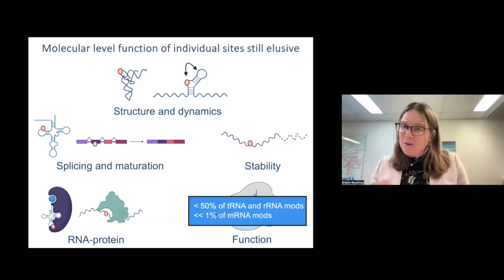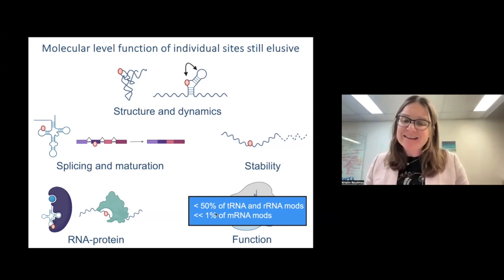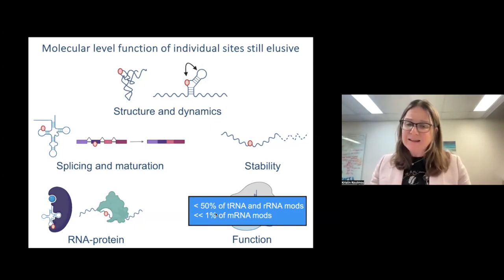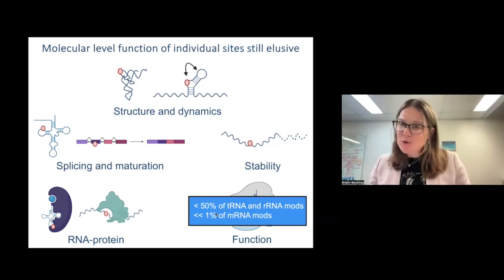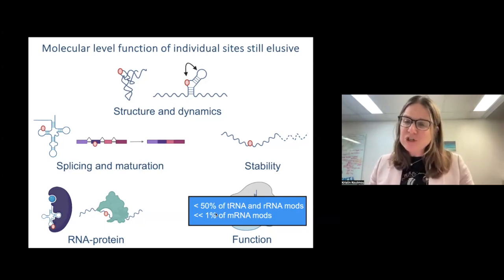However, despite knowing that these exist in RNAs, knowing that the enzymes linked to these modifications cause disease when they're perturbed, and knowing that there are tens of thousands of modified sites in a single cell, we still don't really understand what individual sites of modification do. And that's really what my lab is interested in: trying to define the molecular level consequences of individual modifications.